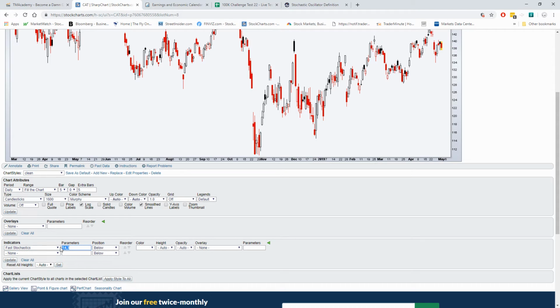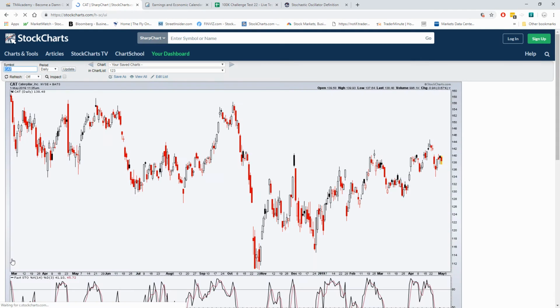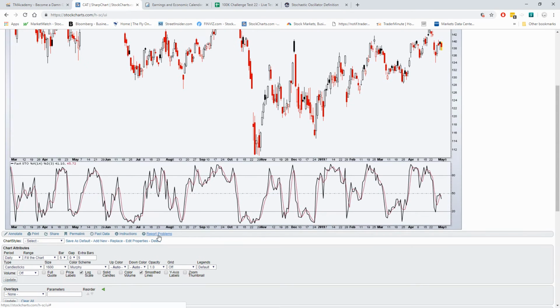We can alter these. We can take and go 28. We could go any number that we desire here with it. But let's start out with George Lane's intention, 14 and 3. And you'll notice we'll get 2 lines here, black and a red line. The black line is the %K. The red line, you notice how the red line's a little bit smoother? That's just a 3-day moving average of the %K. So it's always going to be smoother. %D is always going to be smoother when it comes down to it.